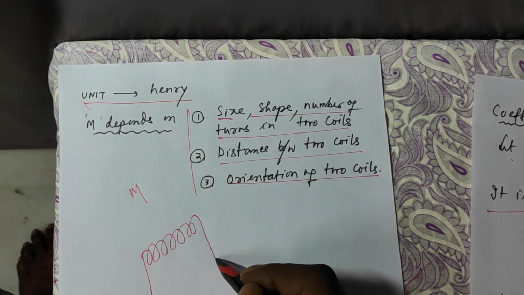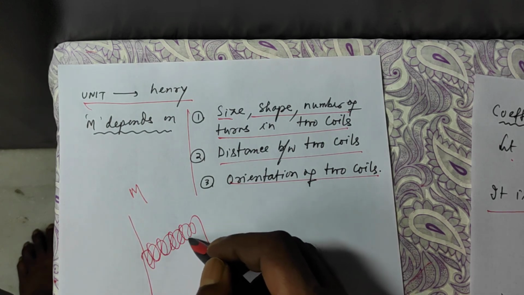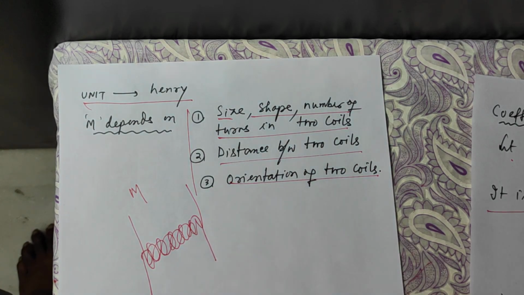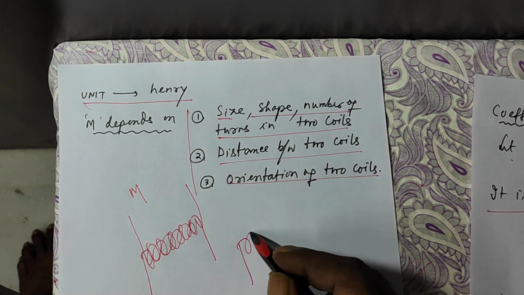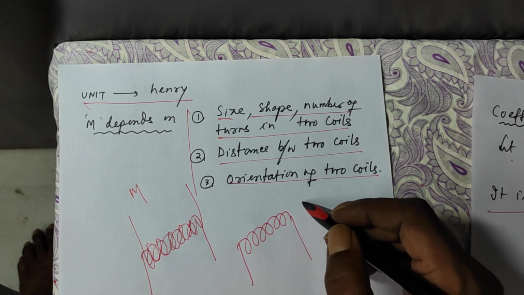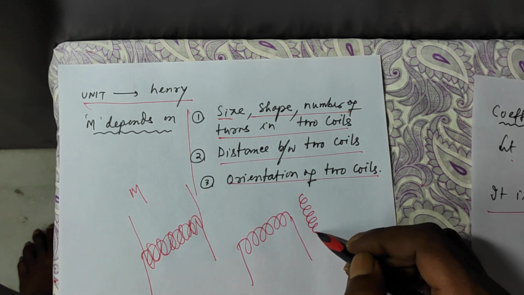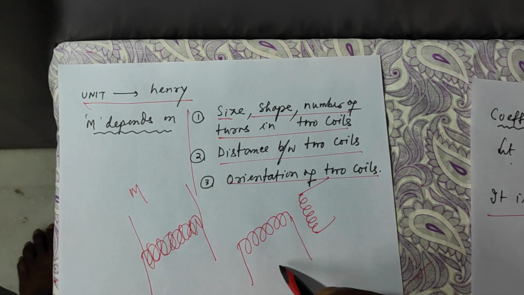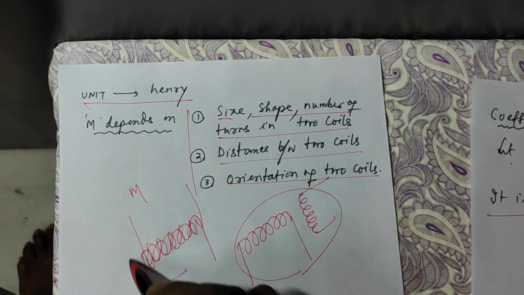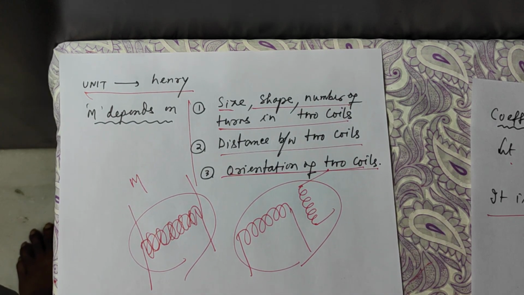And orientation of the two coils means, if this is one coil and this is another coil, then it will be maximum. If this is one coil and this is another coil, this orientation will be minimum, and this will be maximum. So it depends on the orientation of the two coils, meaning how you have kept one with respect to the other.